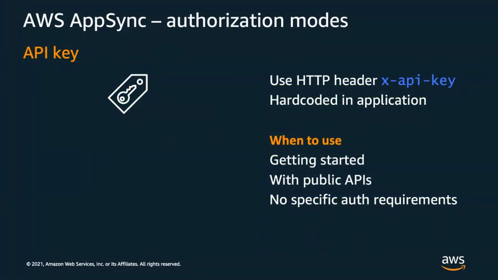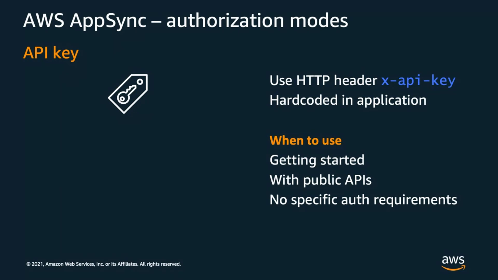So when do I have to use each specific authorization mode? What are the use cases for selecting the right authorization mode? Let's start with API key. API key uses the HTTP header x-api-key. Usually API keys are hard-coded in the application. So that means that usually you're going to use an API key for getting started with your development. So you are in the development phase, you don't have user management already built in your application. You can just use the API key.